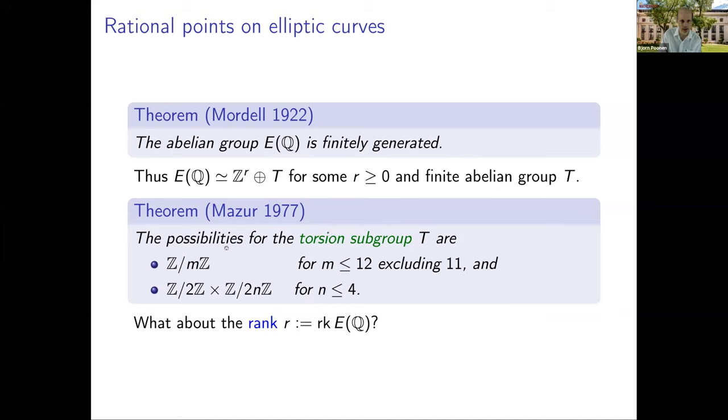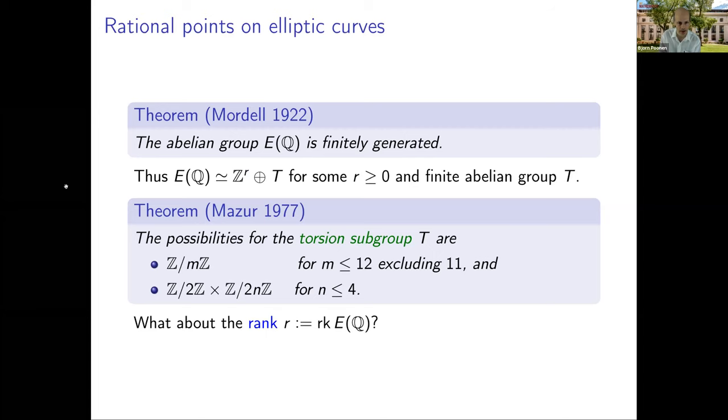And Mazur worked out all the possibilities for this group. He proved that the only possibilities are these 15 groups. It's either cyclic of order up to 12 and not 11, or else it's almost cyclic: it's got an extra factor of Z mod 2Z across the even cyclic group. So there's no mystery. If somebody gives you an elliptic curve, it's pretty easy to figure out what the torsion subgroup is. But the mystery is what is the rank? In fact, it's not even known whether there's an algorithm to compute the rank in general, but you can still ask questions about it.